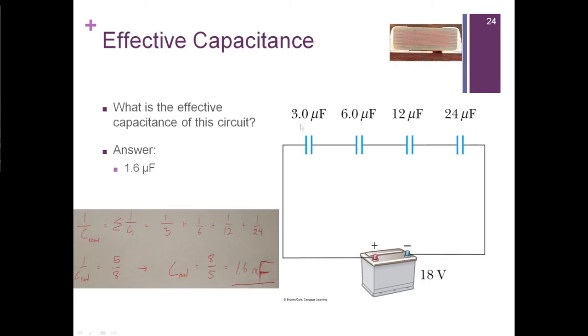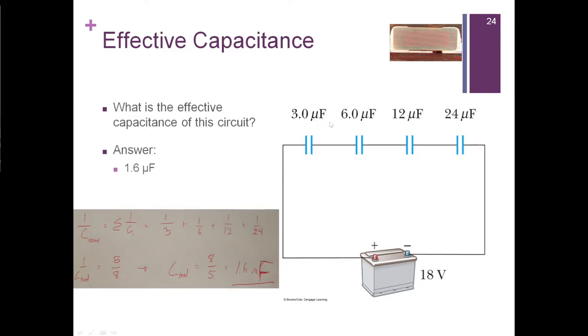So, here's a slightly different series circuit. We have one battery connected to 4 capacitors in series. They are all still in series with each other because the flow goes one right after the other. And they all have different capacitances. We've got 3, 6, 12, and 24 microfarads.